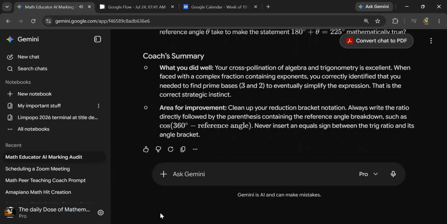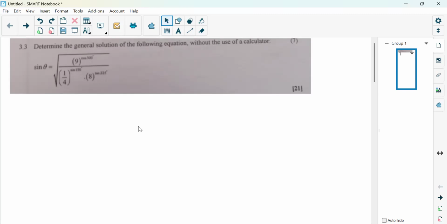Okay, this is the report that we got. So now we're going to go through the question step by step, trying to assist Menzo. Now, what is the question there? It says sine theta. So we have the sin of theta is equal to the square root of, then we have a fraction.